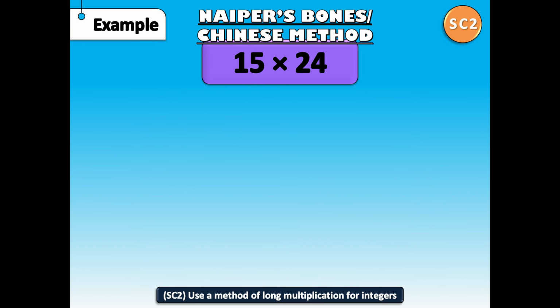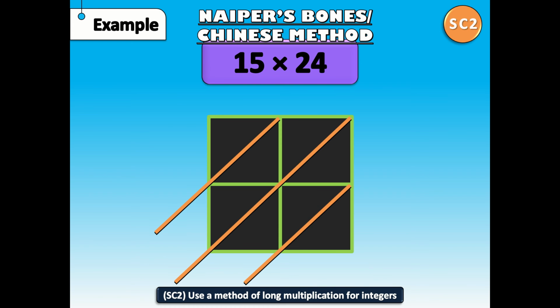We can also use the Chinese multiplication methods. So because we're doing a 2-digit number times by a 2-digit number, we need a 2 by 2 box, and we put diagonal lines through each of the boxes that go through the grid. Then we write 15 at the top and 24 at the side.